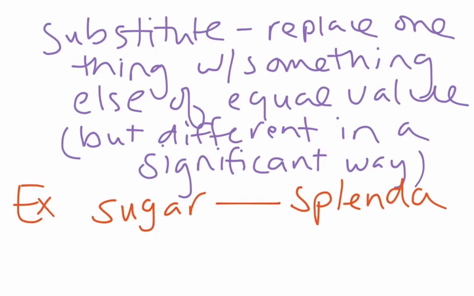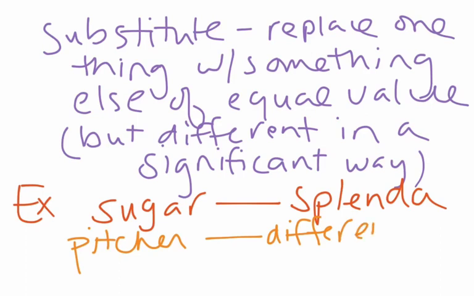Another example might be in sports, where you might take out one pitcher in a baseball game and replace them with a different pitcher, a totally different person. Now, they have to be equal in some way, of equal value. They both have to be pitchers.